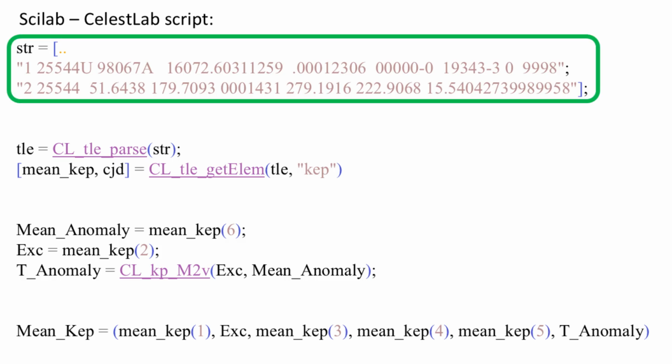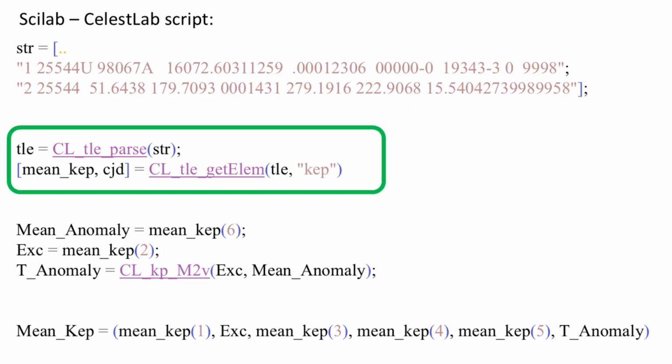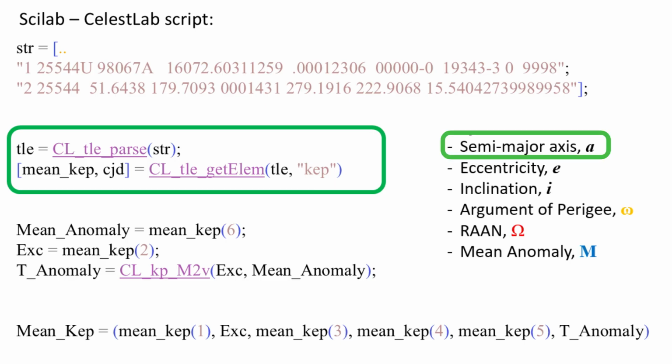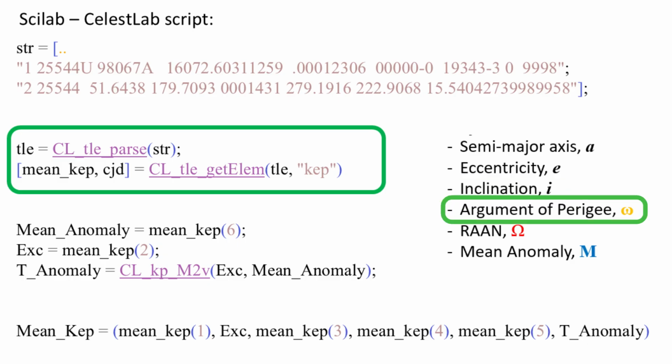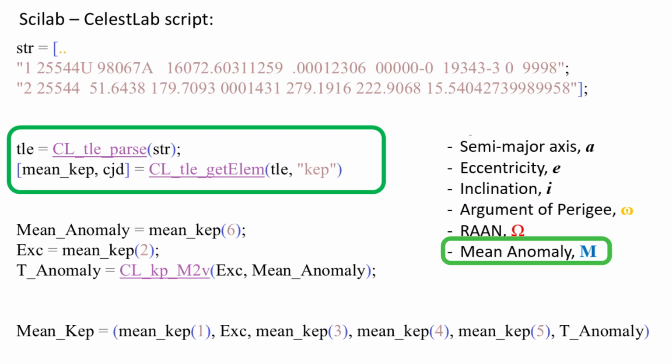First, we define a variable that contains our TLE. Then, we call the CelestLab function that converts the TLE into orbital elements. This function stores the result in the variable mean_kep. It contains semi-major axis, eccentricity, inclination, argument of perigee, right ascension of the ascending node, mean anomaly.